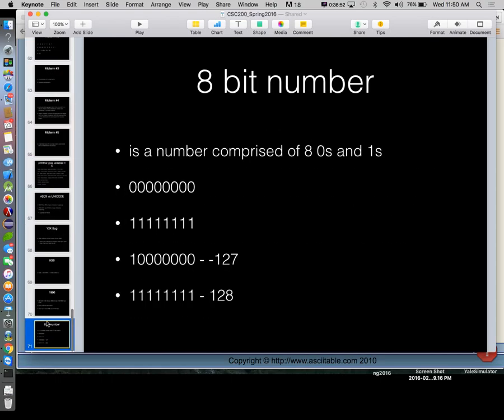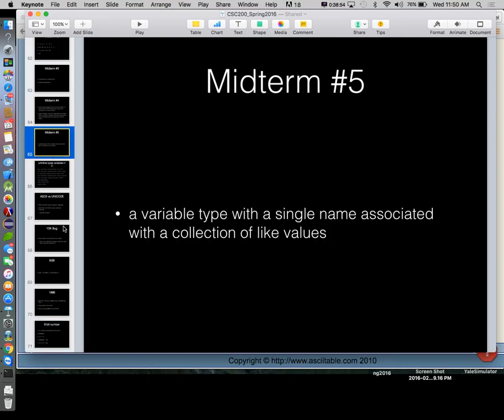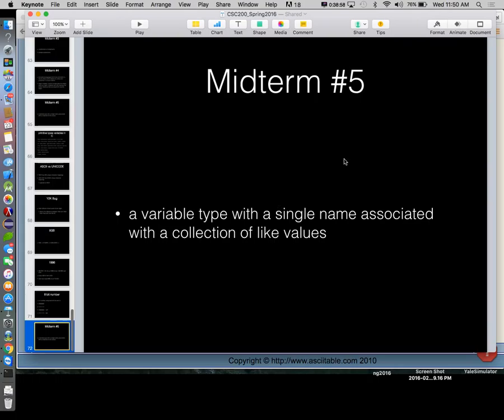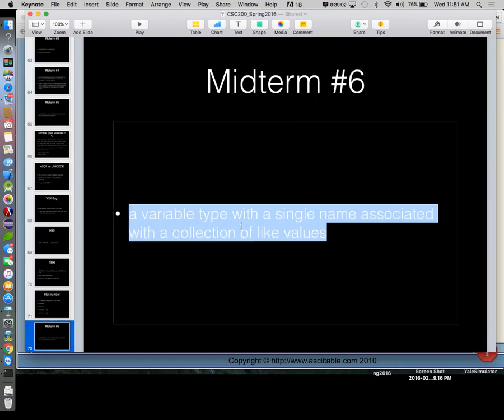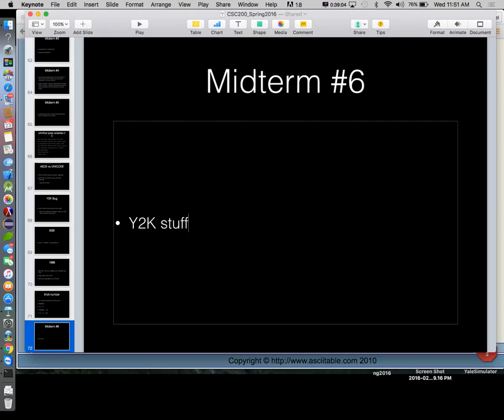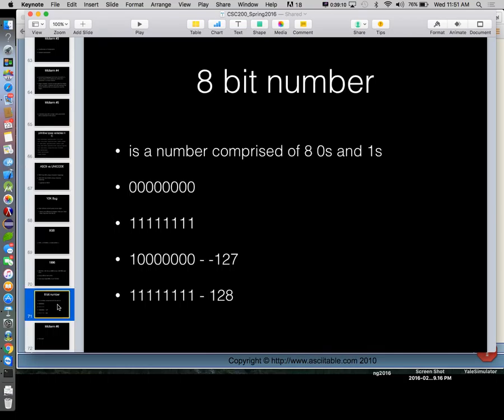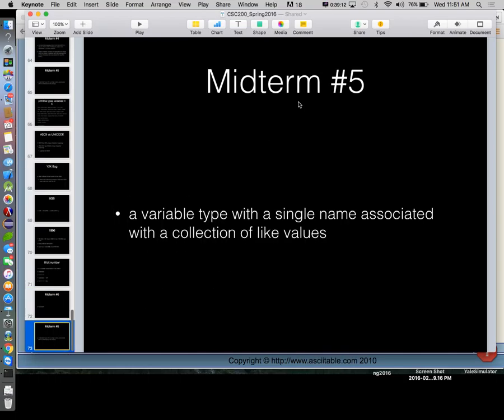I could have said that a bunch of different ways, I suppose. If I steal this. So it's midterm 6. Y2K stuff. All right, so what we just really talked about. Let me keep trucking here so we can finish going through the exam before we're out of time.